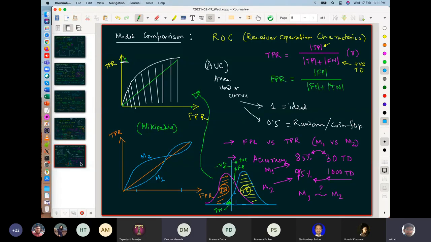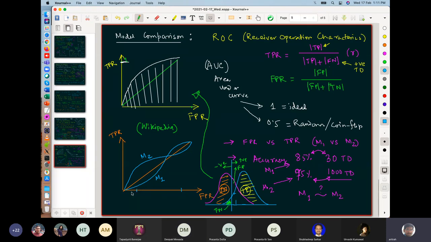In the second graph, we have a graph between TPR and FPR. So we have different values of TPR and FPR. Then we are drawing this M2 graph for model 2. So how are we getting these different TPR and FPR values to draw this graph? Oh, that is with respect to the number of data.